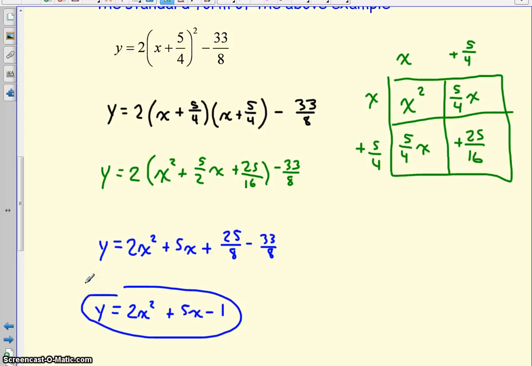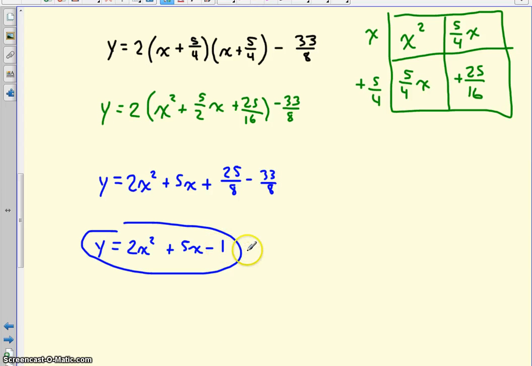Okay, so there's the final answer in standard form. It looks a lot nicer actually than the vertex form. I expanded the x plus 5 over 4 all squared using an array, and it's the same idea, just working with fractions right now. I multiplied through the bracket, distributed the 2 through the bracket, and then collected my like terms, and I wound up with 2x squared plus 5x minus 1.